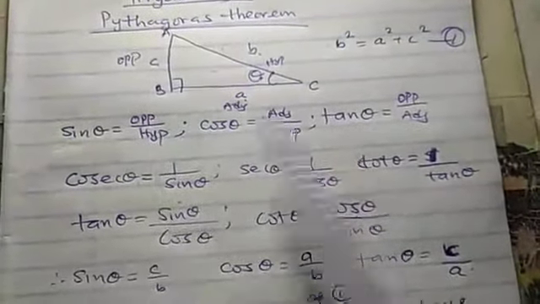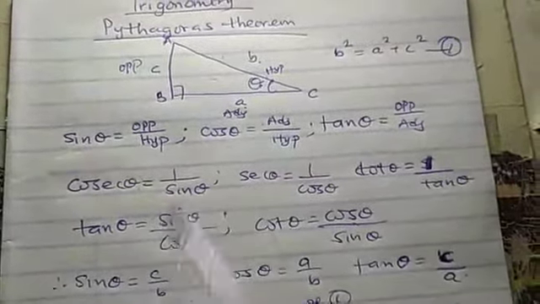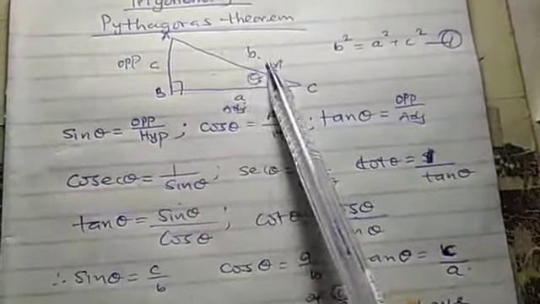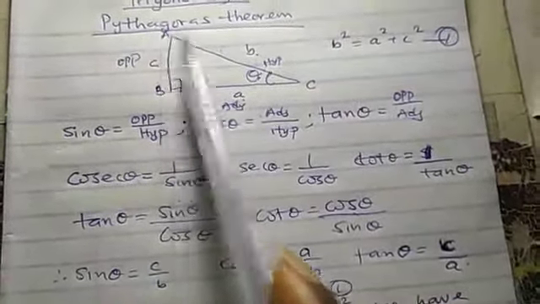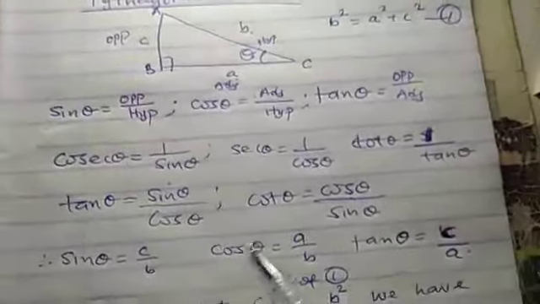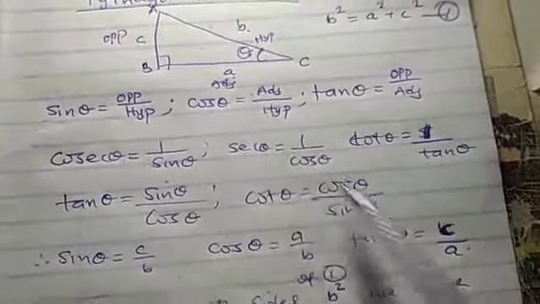From this, opposite over hypotenuse, we can have that sine theta is, this is our opposite c, this is our hypotenuse b, c over b. We got our sine, our cos theta, and our tan theta.